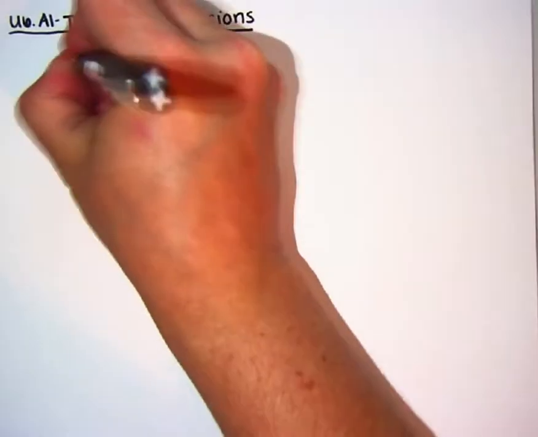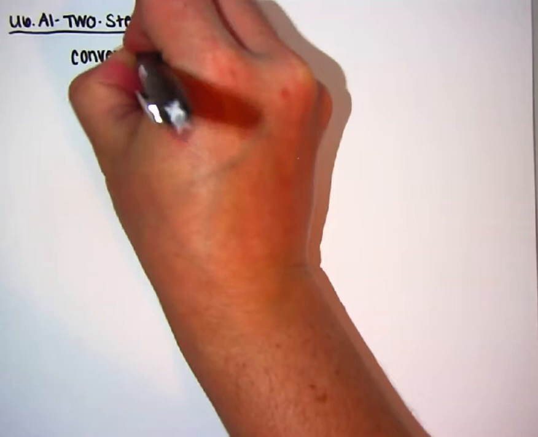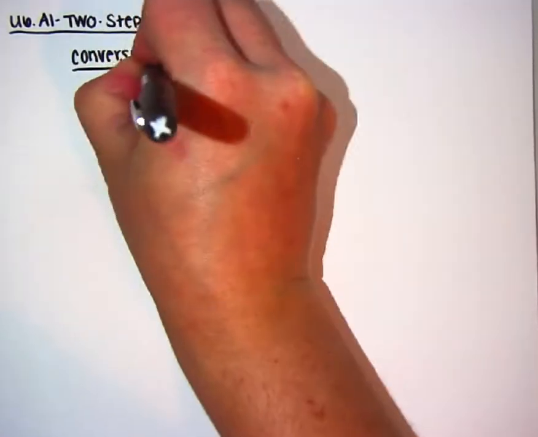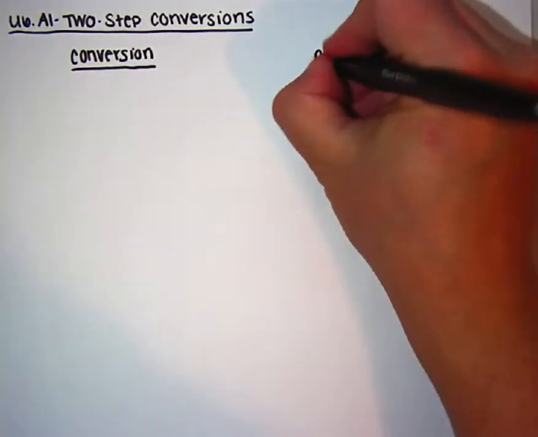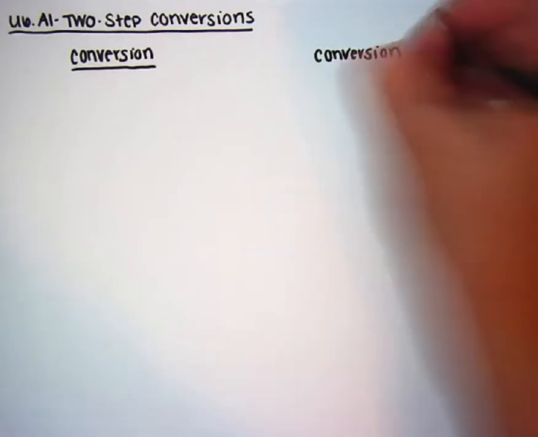In this lesson, we're going to go over Unit 6, Acquisition 1 on two-step conversions. So first, just a very quick review from our last video. We talked about two different types of conversions.